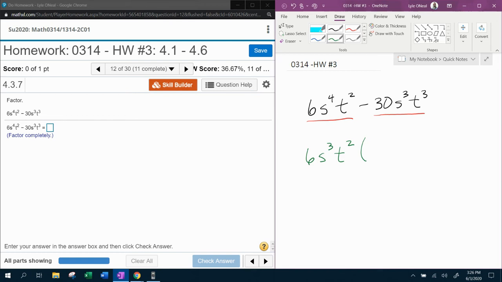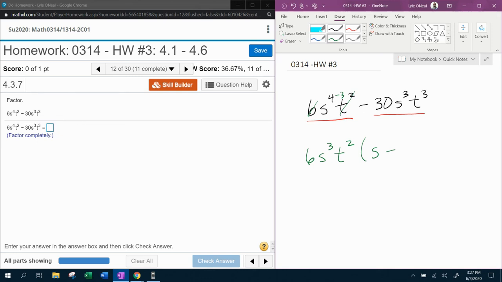Now, to figure out what's left over when we factor this out, the coefficients are going to divide and the exponents are going to subtract. Here we go. 6 divided by 6 leaves me a 1, which I don't really have to write. It's an understood 1. s to the 4th, take away s to the 3rd, is going to leave me an s. And t squared, take away t squared, I'm not going to have any t's left. So for this first term, I'm just going to have s left.